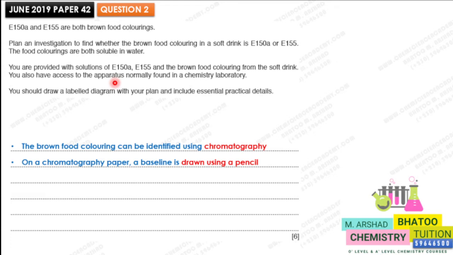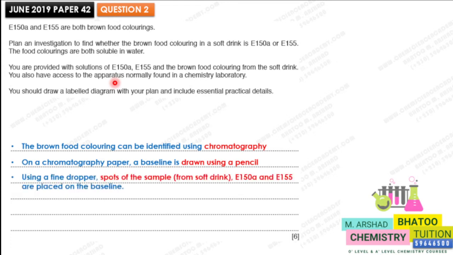Okay? Next point. Using a fine dropper or using a capillary tube, we can put the spots of the sample from the soft drink, the brown food coloring, and then E150A, and then E155. All three on the baseline, one next to the other. Do you understand? Correct?